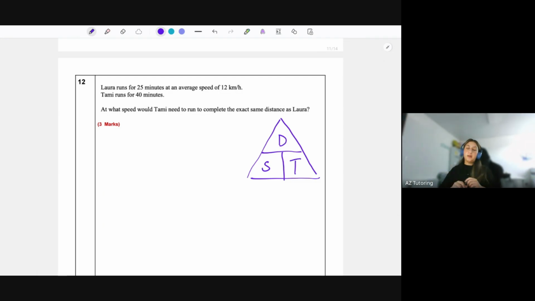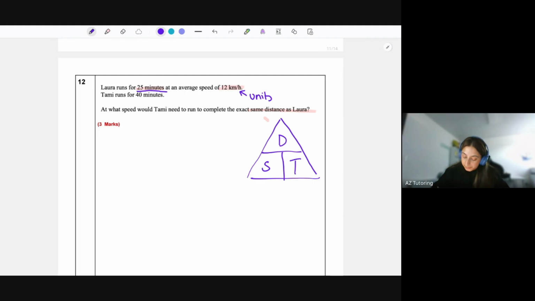So let's first work out the distance of Laura, because at what speed would Tammy need to run to complete the exact same distance as Laura? So we need to find out the distance of Laura. So we have the time and we have the speed. However, one thing that kids always forget is they don't check the units. This is kilometers per hour and this is given as minutes. So we need to convert the minutes into hours.